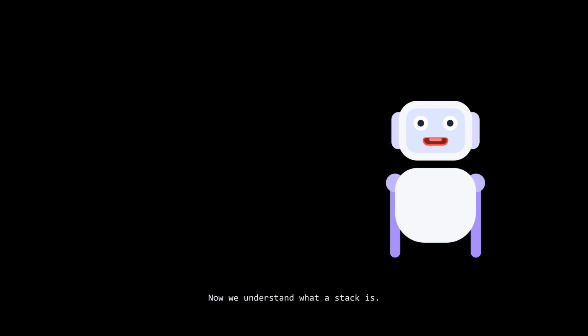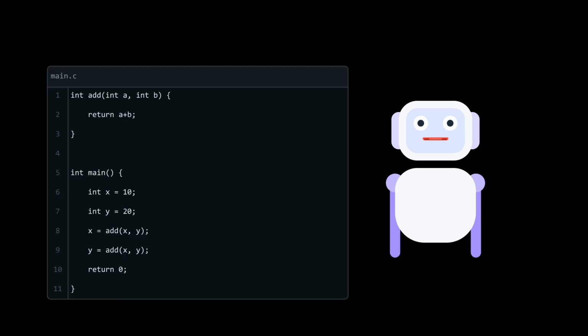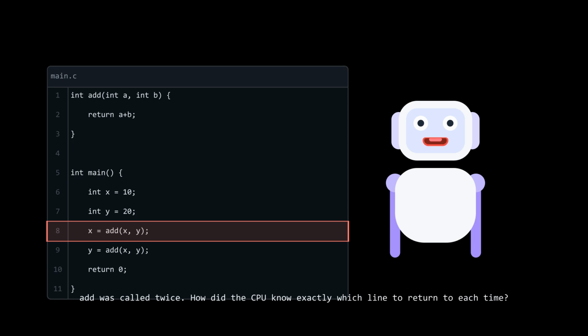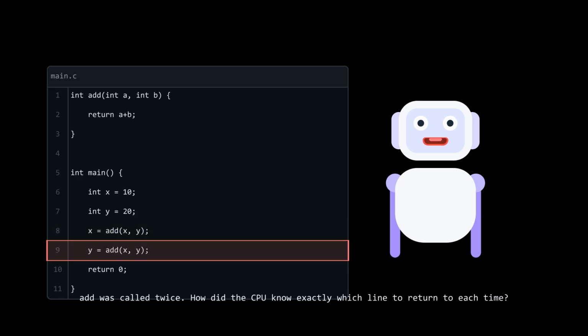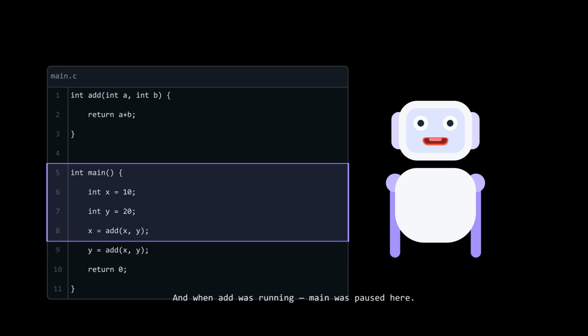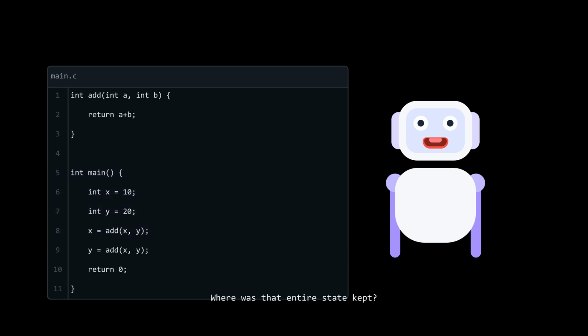Now we understand what a stack is. We understand last in, first out. We understand push and pop. But remember those two questions from the beginning? Add was called twice. How did the CPU know exactly which line to return to each time? And when add was running, main was paused right here, x equal to 10 and y equal to 20. Where was that entire state kept? How did main recover it the instant add returned? The answer to both questions is the same thing, the stack frame.